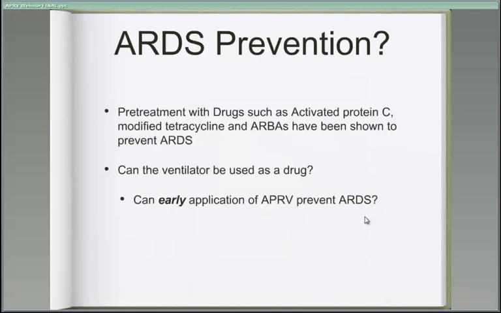So this might be an interesting idea, actually preventing ARDS, because certainly we've had a hard time treating ARDS. It certainly still kills a lot of patients nationally, worldwide. And so preventing it may be an alternative approach. Now, certainly there are drugs that can prevent ARDS in an animal model: activated protein C, modified tetracyclines, ARBs. They've all been shown in animal models to prevent ARDS.